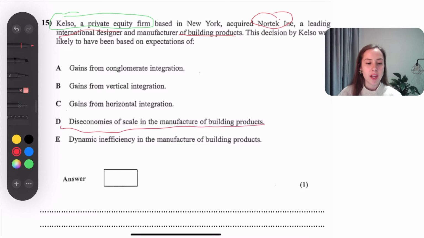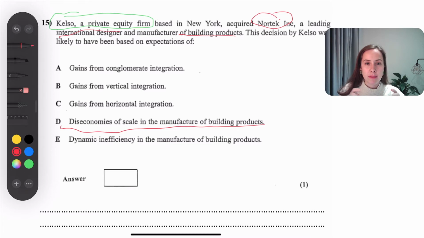diseconomies of scale. Now this is a bit bizarre because usually diseconomies of scale are a bad thing, right? Diseconomies of scale make you operate on higher costs, and they're bad, which means it's a profit opportunity. What if Kelso buys Nortec and scales down the business.